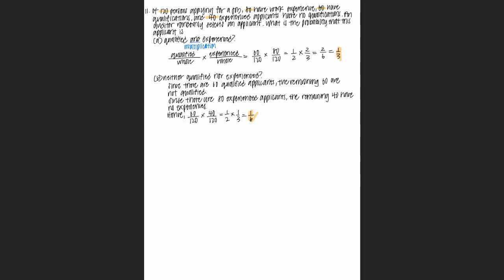And then for B, what is the probability that this applicant is neither qualified nor experienced? Since there are 60 qualified applicants, the complement of 60 is 60 because there's a total of 120. And the complement of 80 experienced applicants is 40, so 40 have no experience. So 60 over 120 times 40 over 120 is 1/6.